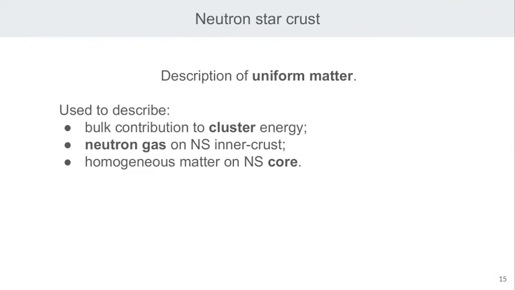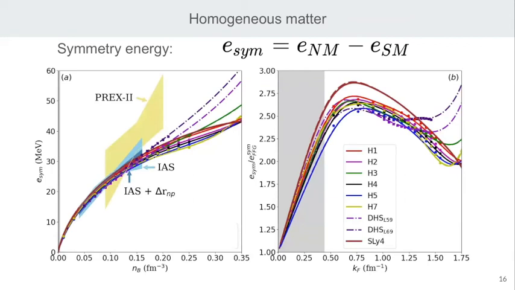So I will start with the description of the uniform matter, which, as I said before, is used to describe the bulk contribution to the cluster, the neutron gas in the inner crust, and the homogeneous matter in the neutron star core. I showed you before how we fit the neutron matter and symmetric matter energy. With those, I can construct the symmetry energy, that is the difference of the two curves. The symmetry energy therefore gives us a measure of how much energy I need to make the system more symmetric, and it's an interesting quantity to plot.